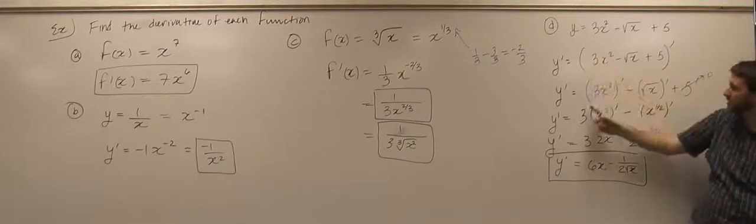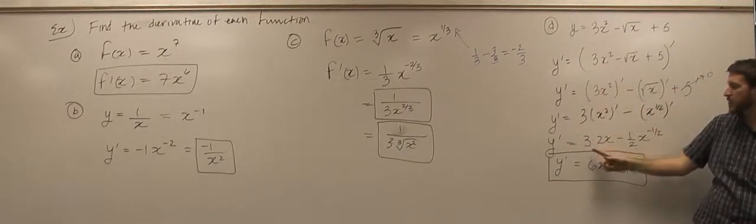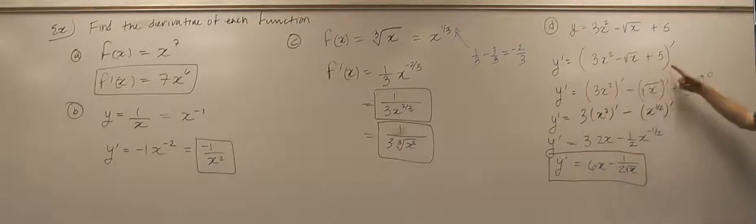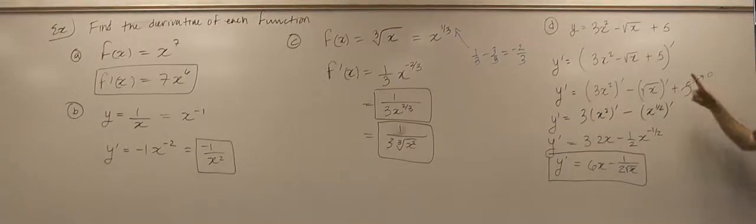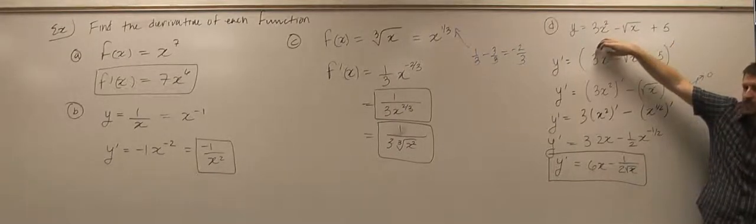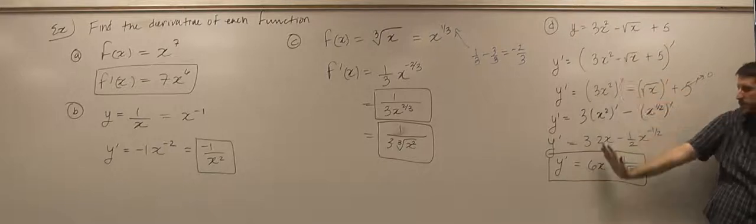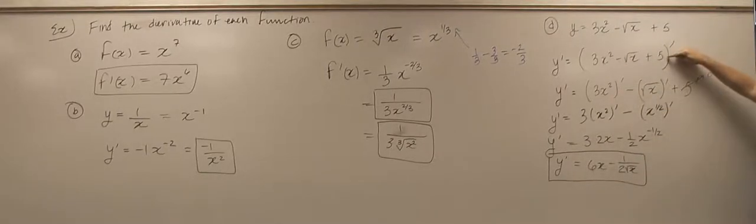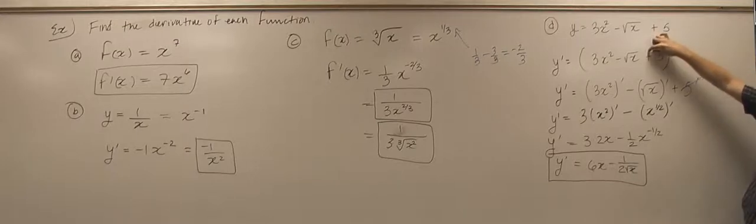How come the 3 stayed? You see how the 3 stayed in our answer and then multiplied here, but the 5 went away? Yeah, because the 3 was multiplied. It's a constant multiple, so that guy's going to come out front and stay. But a constant being added is always going to get derived away to 0. So the difference is the operation.